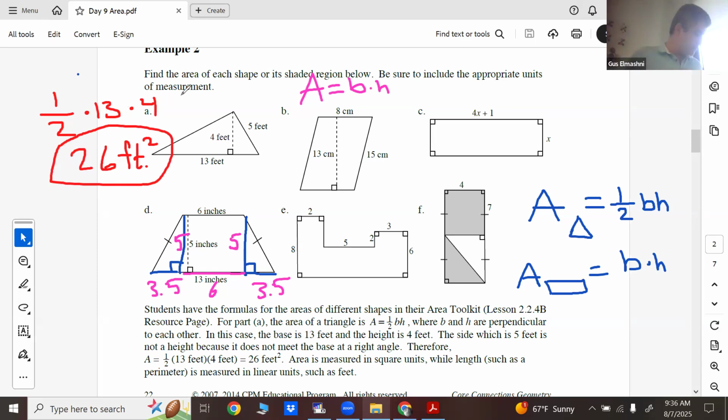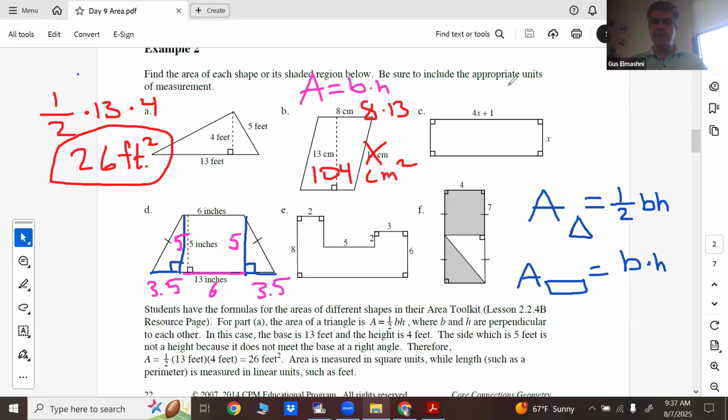Okay, let's take a look at the calculation for this one here. So your base is what for part B? 8. So 8 times 13, which would be 104 square centimeters. So I used A as my base. The 15 was irrelevant, actually. I didn't even need it. I could have used it if I had a different height, but we don't worry about it.